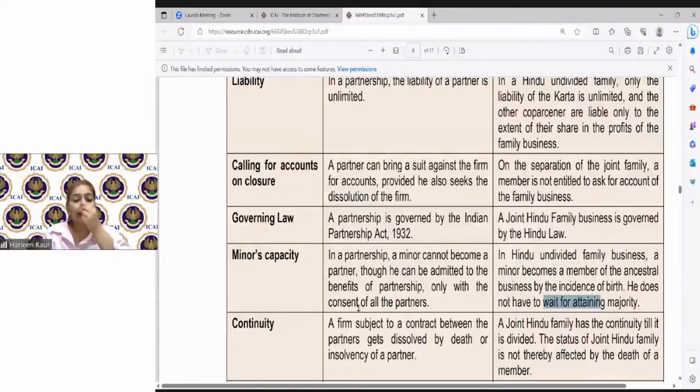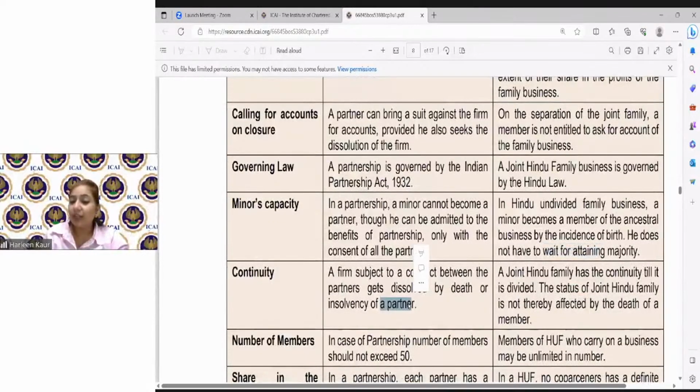So continuity: a partnership gets dissolved by death or insolvency. A Joint Hindu family will continue till it is divided. Undivided family means unless they divide among themselves, they continue to do the business together.